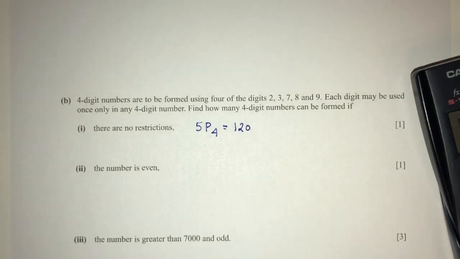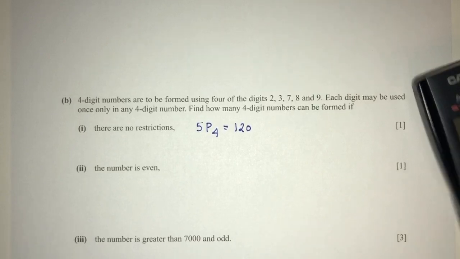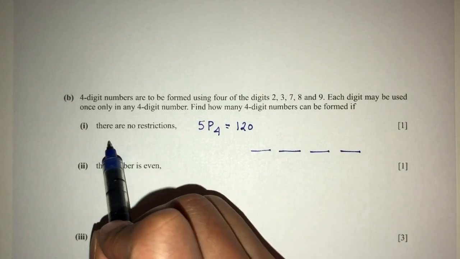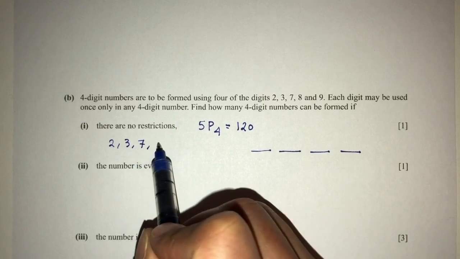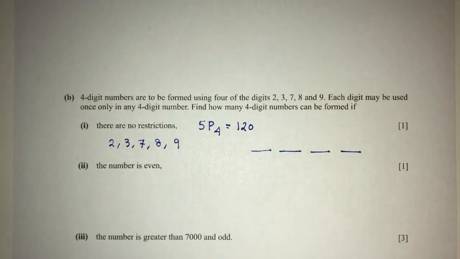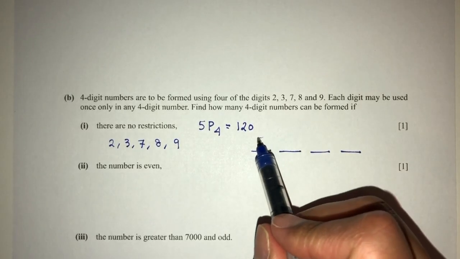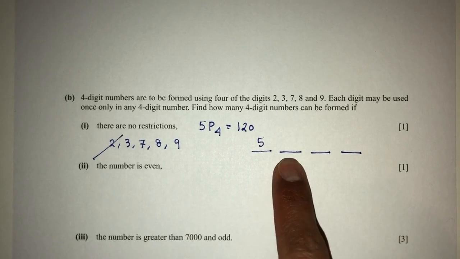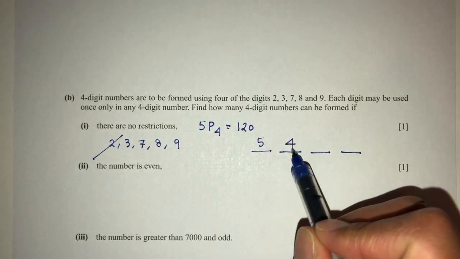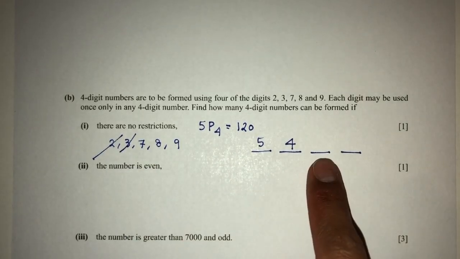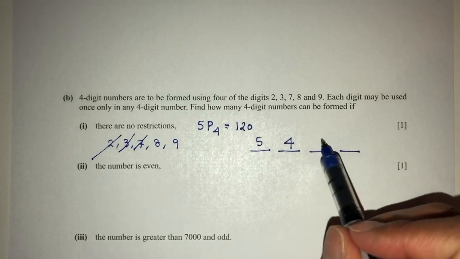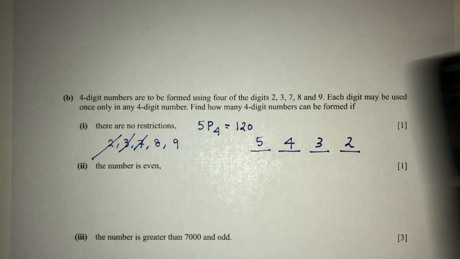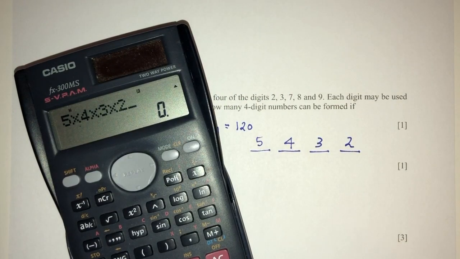Of course this is the formula way, but you can always use the other way, which is I will have to use 4 spots. I have numbers 2, 3, 7, 8, and 9. For the first spot, I can choose any of those numbers, so I will have 5 choices. Let's say I choose 2. Now for this spot, I will have 4 choices. Let's say I choose 3. For this spot, I will have 3 choices. Let's say I choose 7. And finally, I will have 2 choices left for this last spot. So multiply 5 times 4 times 3 times 2, that should be 120 as my answer.